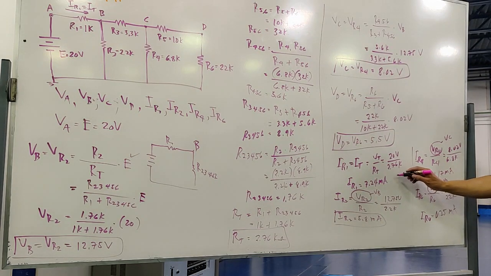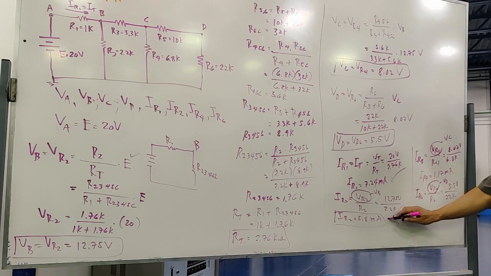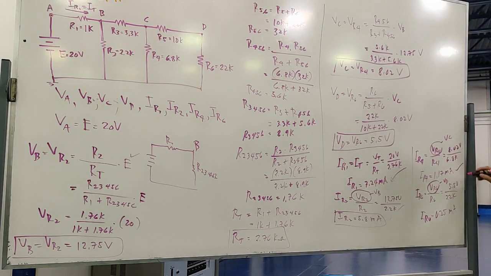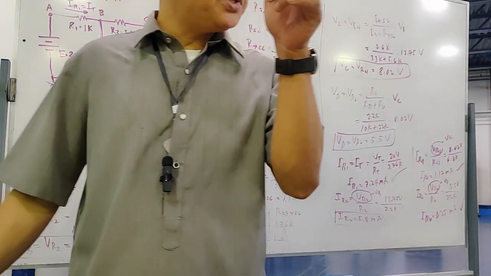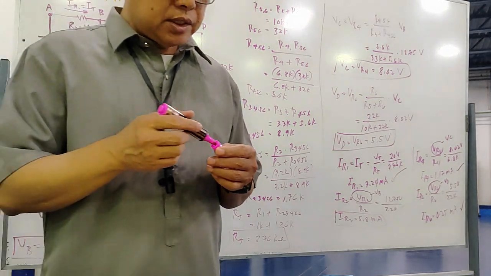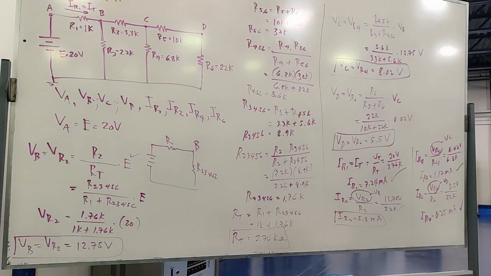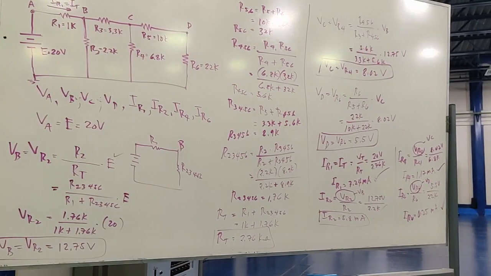All right, so we have IR1, we have IR2, we have IR4, then we have IR6. Please check. Is it the same? Same number? Any question? Good? Clear? Is it clear? Okay, I think the number is clear.